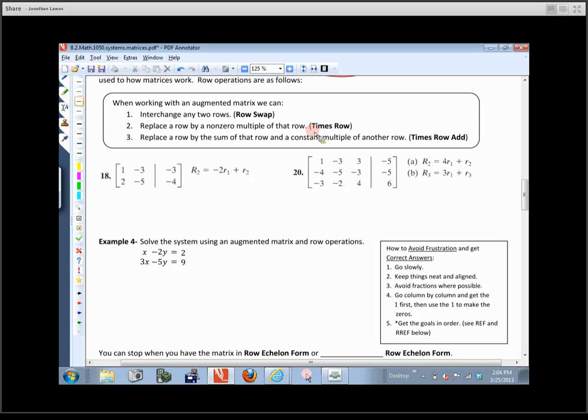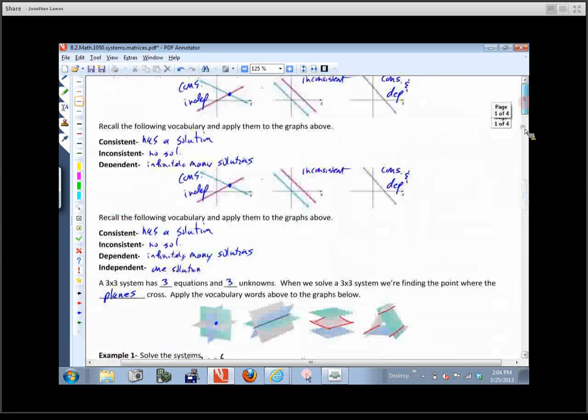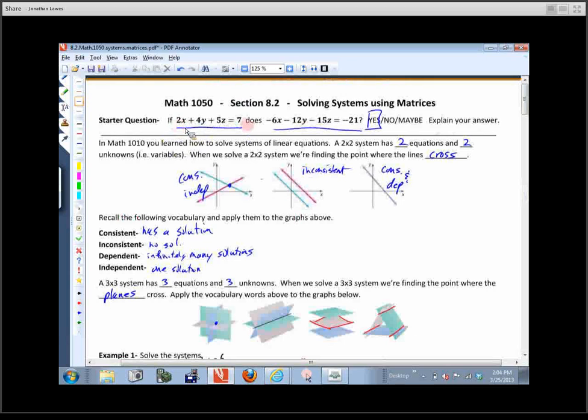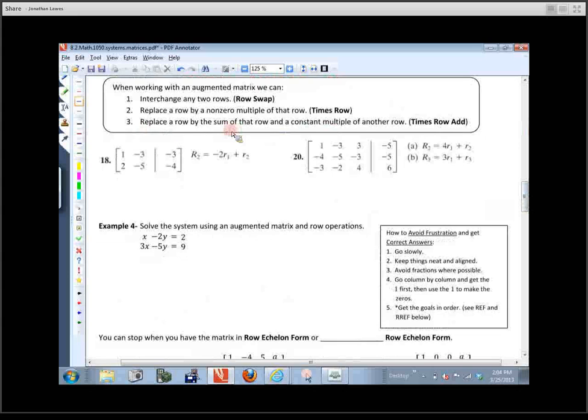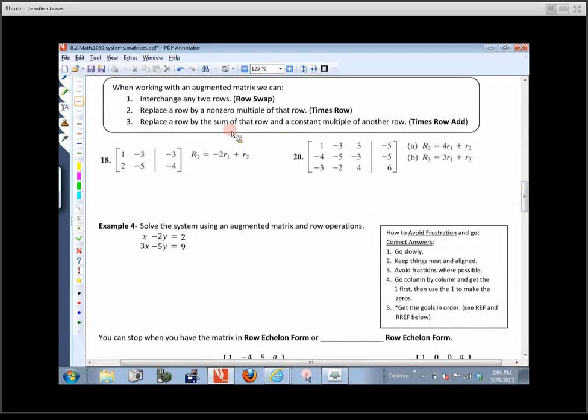Remember this example up here? If I take that row and multiply the whole thing by -3, do I get another row that's true? Another equation that's true? I do. So that's an example of that rule right there. And the third one is replace a row by the sum of that row and a constant multiple of another row. In other words, we're going to times a row and add it to another row. Again, these are called row operations.